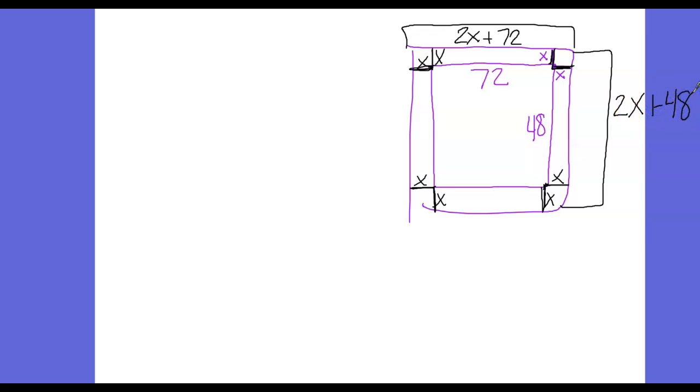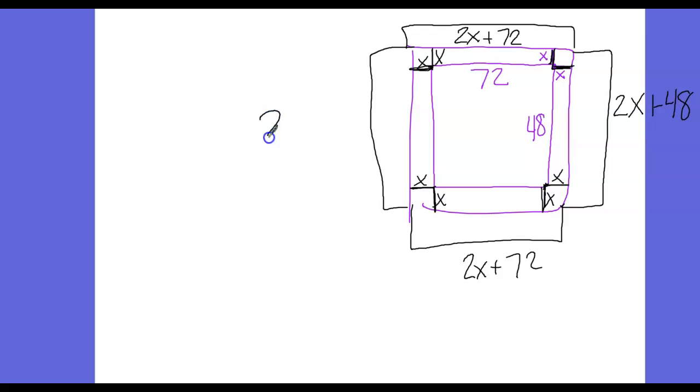of the blanket. Okay? So what is this side length? 2X plus 72, because it's the same as the top one. And then this one would be what? 2X plus 48. Therefore, when I add up all the sides, how many X's do you have? 8X. Plus, what do you get when you add up the numbers? 240. So that is A, that is the perimeter.